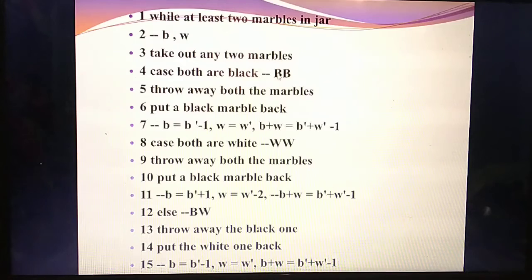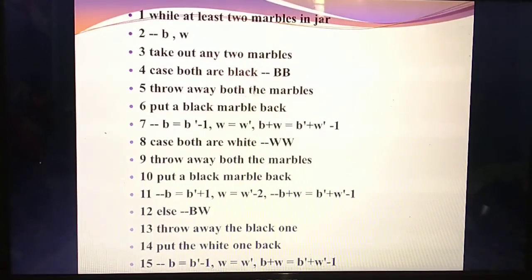What's the condition if both the marbles are the same color? You need to throw away those marbles, and again you need to put a black marble inside the jar. So consider that if both are black, meaning the same color, what should you do? Throw away both marbles, but you need to put one black marble inside the jar. Understand till the 6th line?